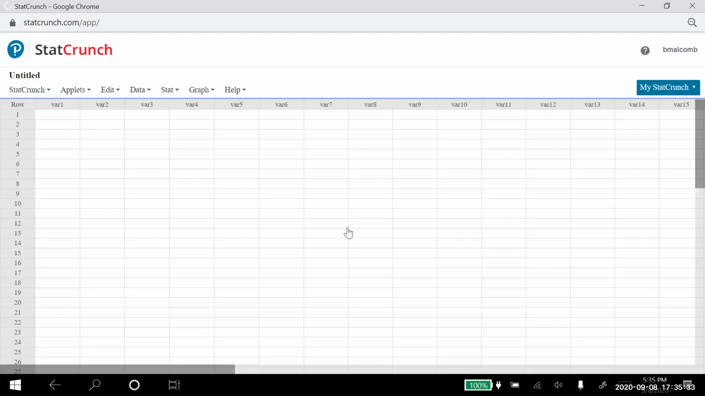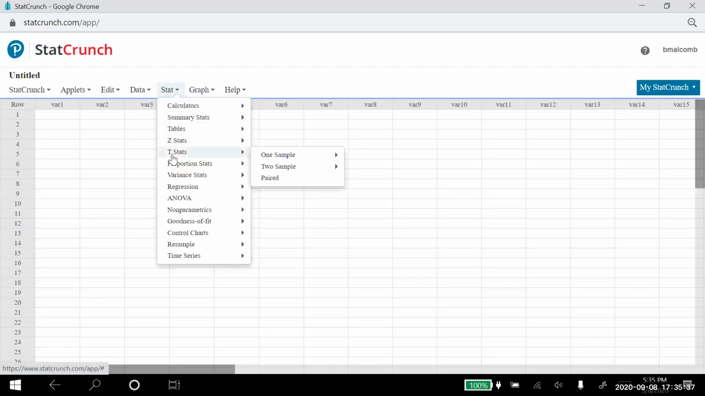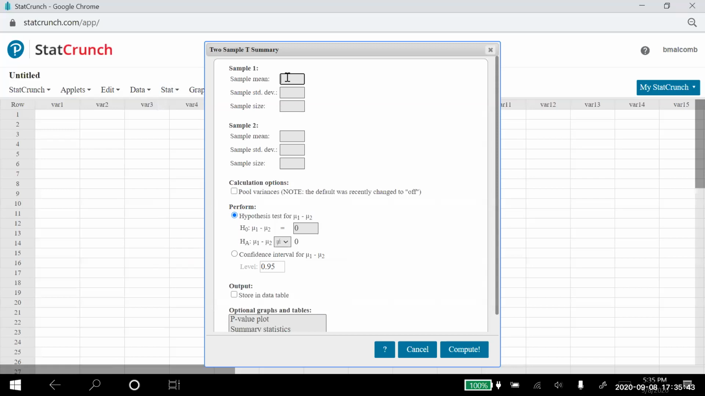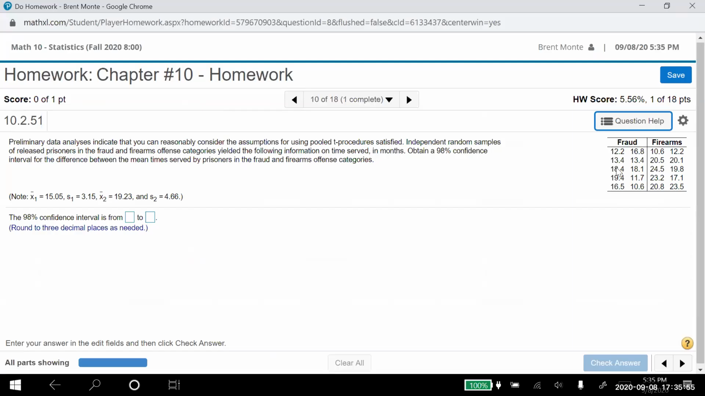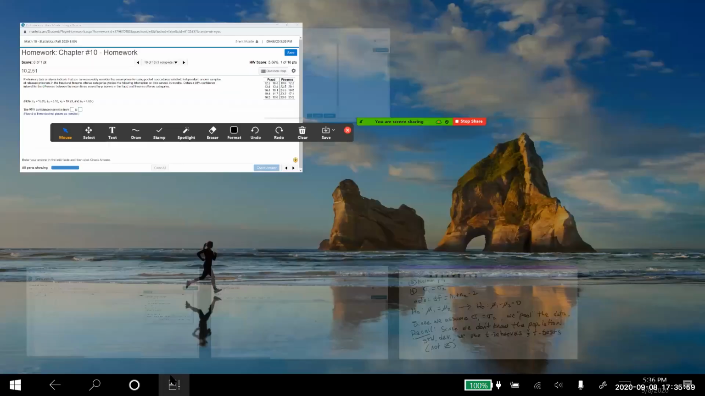So we open up StatCrunch and we say, hey, Stat, I want to do T stats, two sample, this time with summary. And it says, okay, what's the sample mean? Oh, I have those. I didn't get the sample sizes. Let's go check real quick. So the sample sizes, what do we have? 1, 2, 3, 4, 5. Oh yeah, we had 10 of each. We already talked about that when we did degrees of freedom.